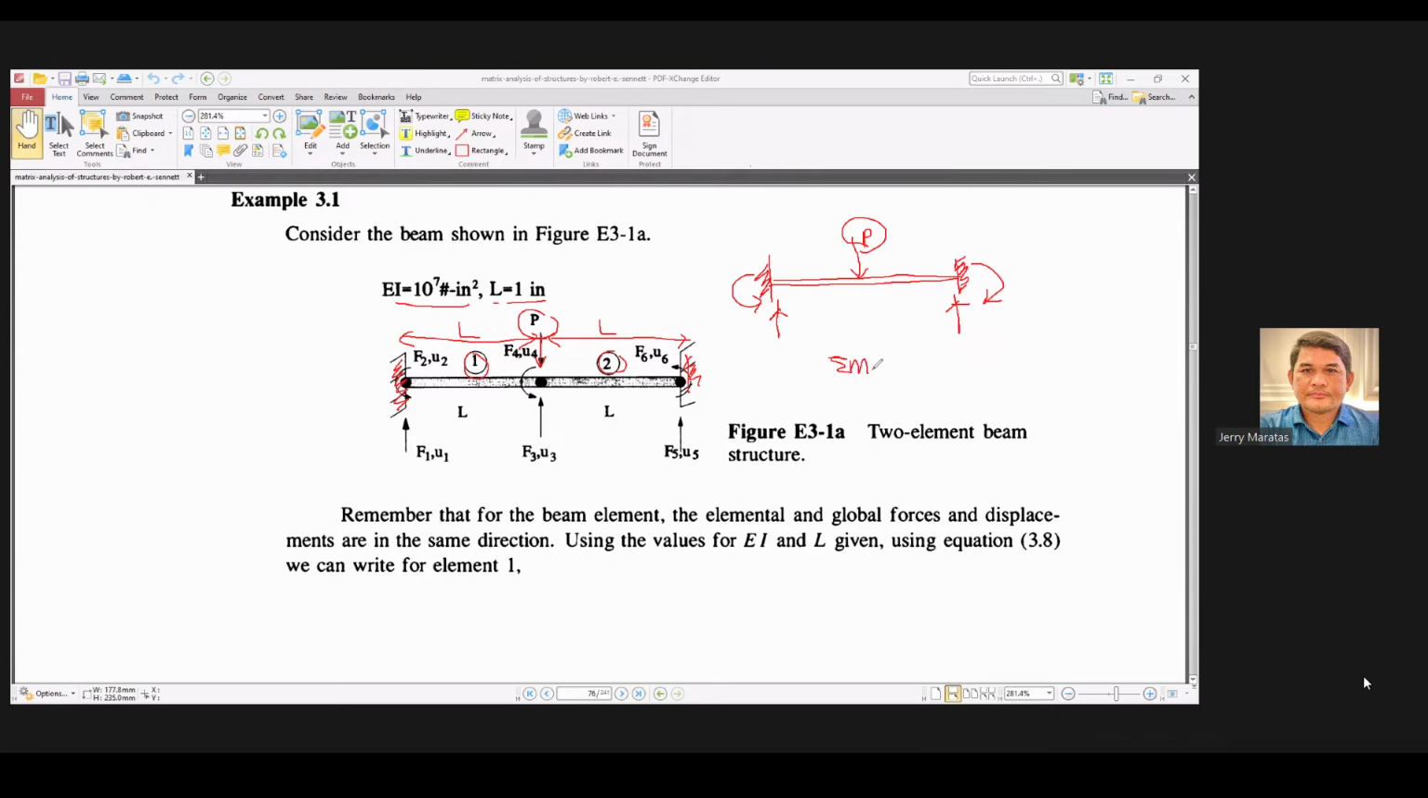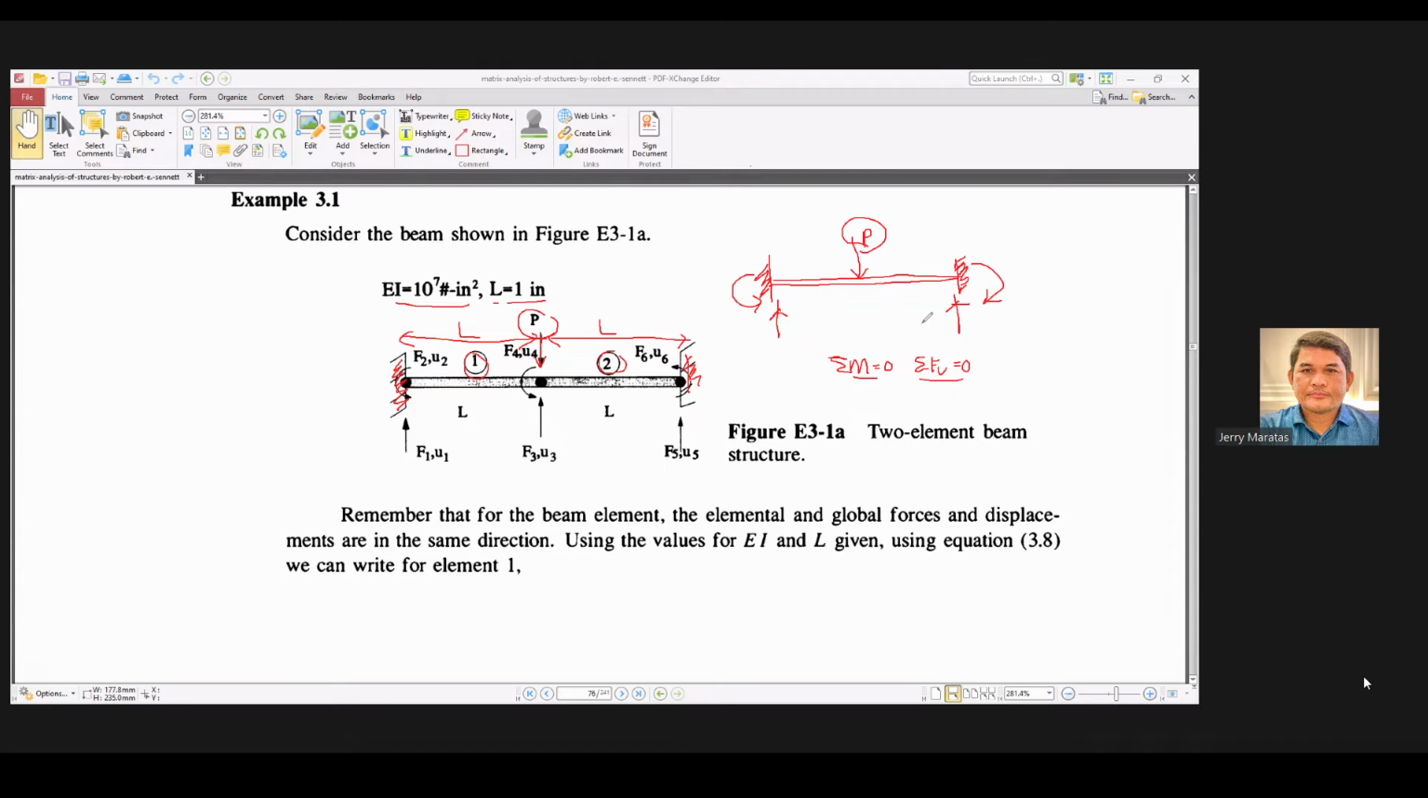Those are the summation of moments and the summation of vertical forces. There are 4 unknowns, so that makes this structure indeterminate to the second degree. That's static indeterminacy.